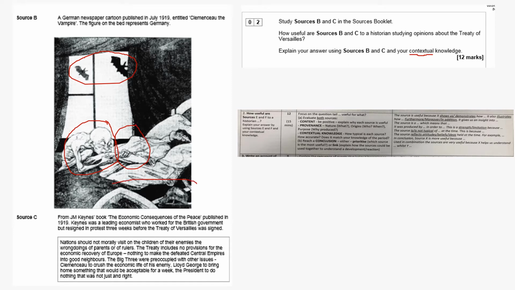We can see from the top of the source that this is from a German newspaper, so we know there's a German point of view. It was published in July 1919, so just after the Treaty was signed. This is Clemenceau. We know he is the French leader. And we know that this one here represents Germany, as we're told all of this. So this is just reading our source, seeing what we can find.